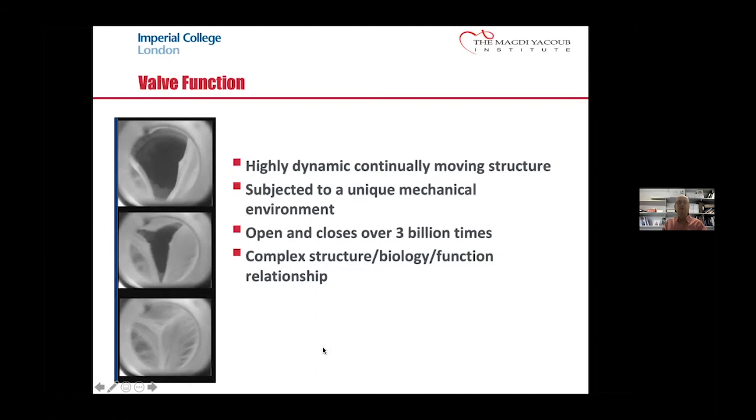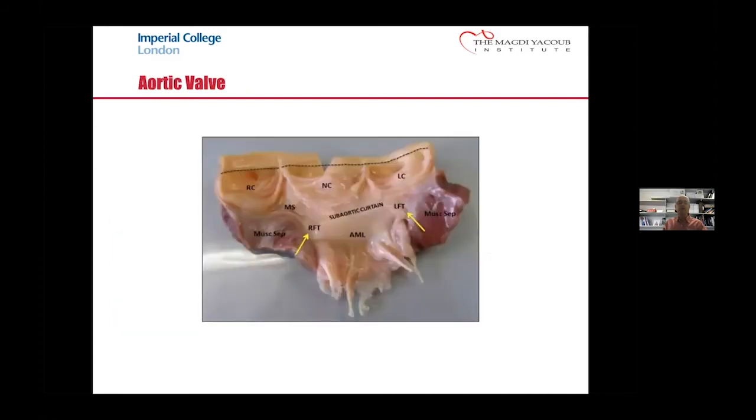So therefore, exploring what I would term the structure, biology, function relationship is what is important in understanding what needs to be regained or remade in a tissue engineered tissue in heart valve.